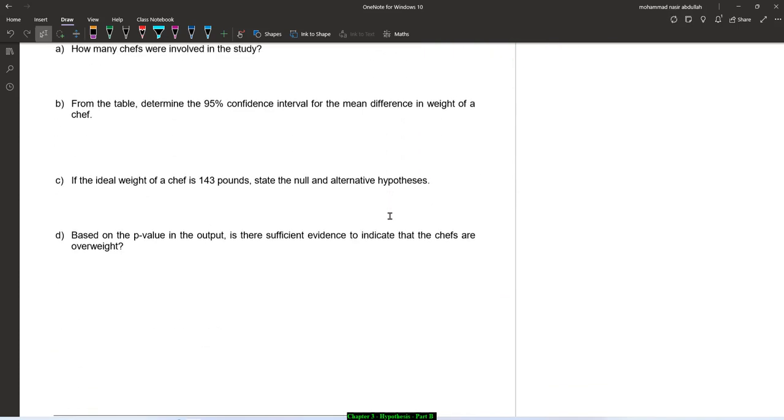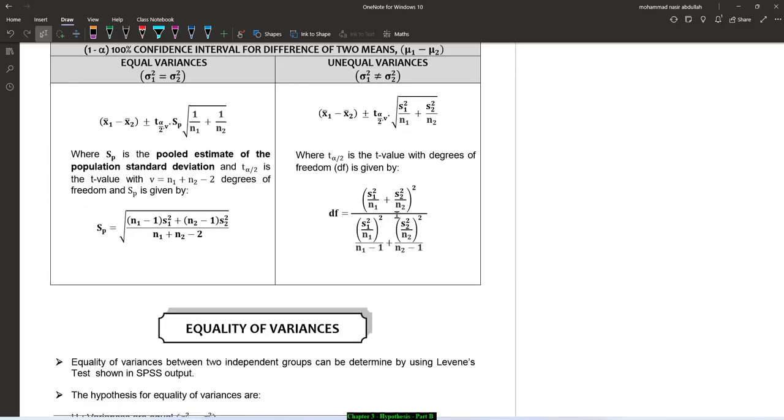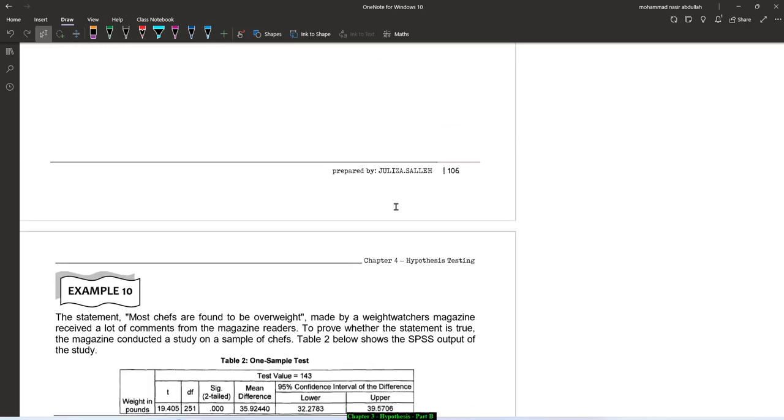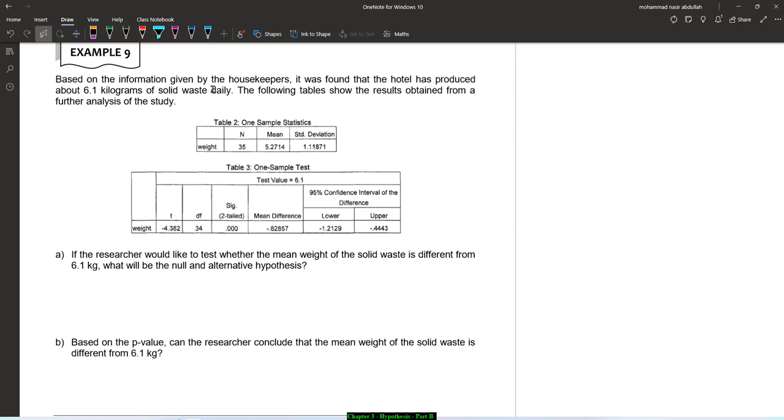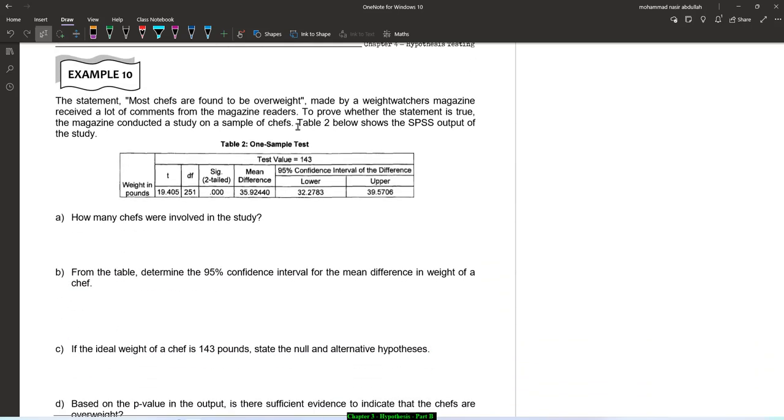Alright, let's look at example number 9. Let me look at this example. Okay, example number 9, example number 10.